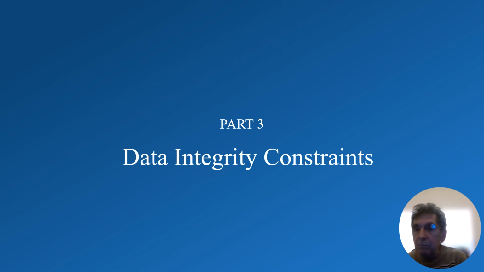Welcome to Part 3, where we move from design theory to practical implementation. We've learned how to design normalized tables that avoid anomalies. But design is just a blueprint. How do we ensure that the database actually enforces our design? How do we prevent bad data from entering in the first place? The answer is integrity constraints. These are rules built into the database that automatically validate data and reject anything that violates the rules. Let's explore how to implement them in Postgres.